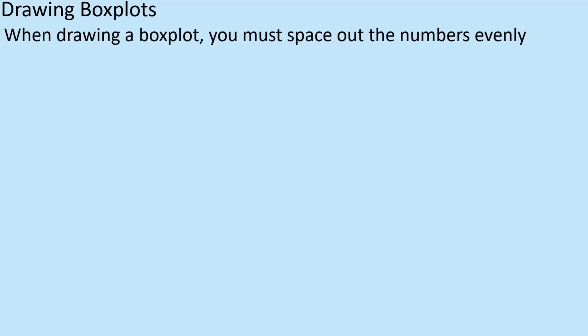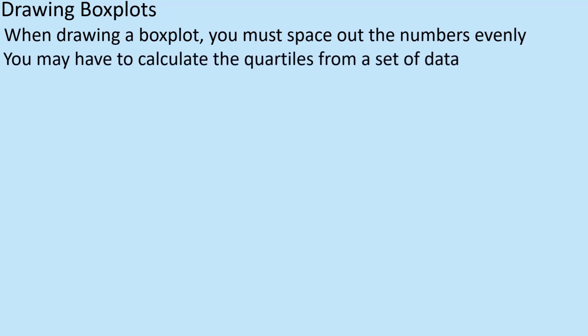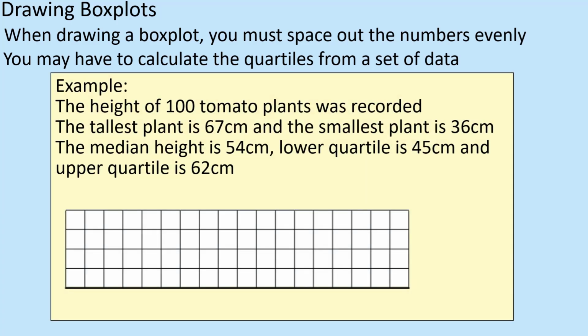When you're drawing a box plot, you've got to space out the numbers evenly, and you must try and calculate the quartiles from a set of data. We're going to look at that in a bit more detail in a second, just so that you're clear on what those things mean. So you might be given some information, and from there we need to put a box plot together.